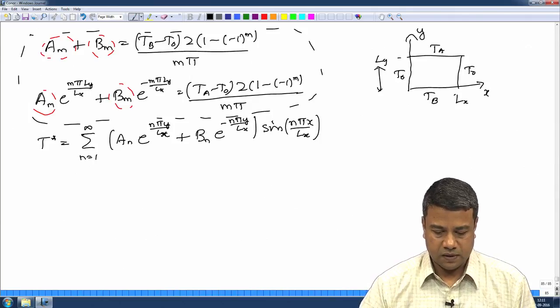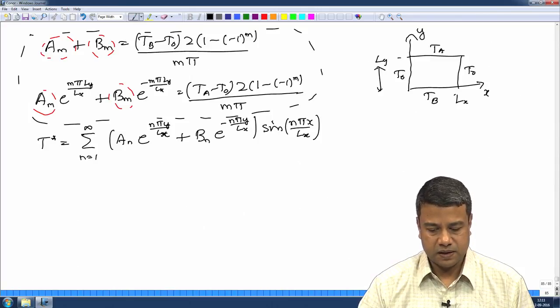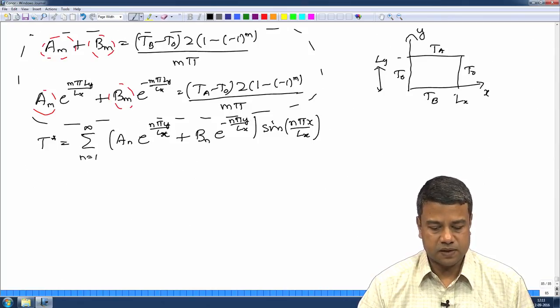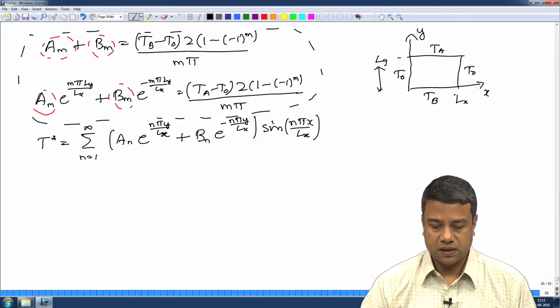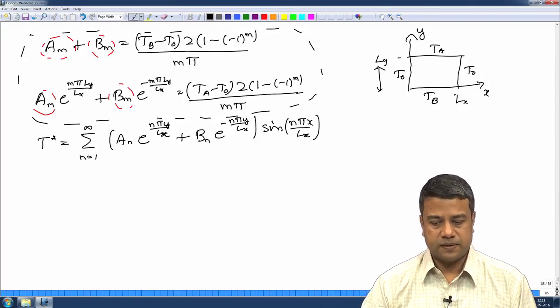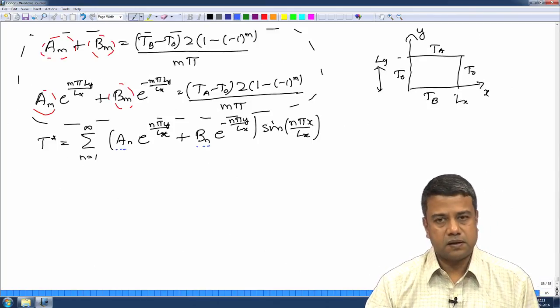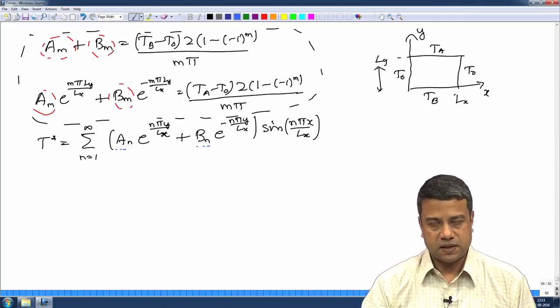To get Am, I have to multiply the first equation by e power minus m pi Ly by Lx and subtract the two equations. And for Bm, I have to multiply the first equation by e power m pi Ly by Lx and subtract the two equations, and then I will get those two constants. Insert it into the equation and get the temperature field, which is now a function of both x and y.